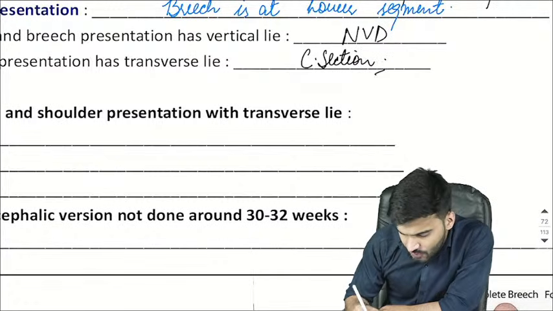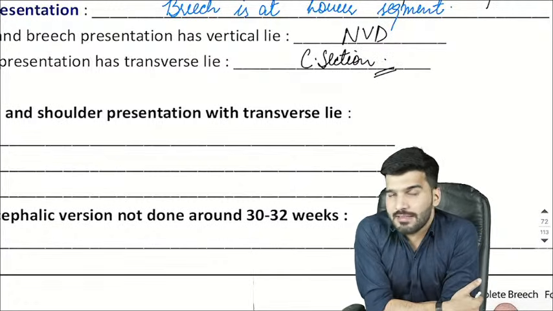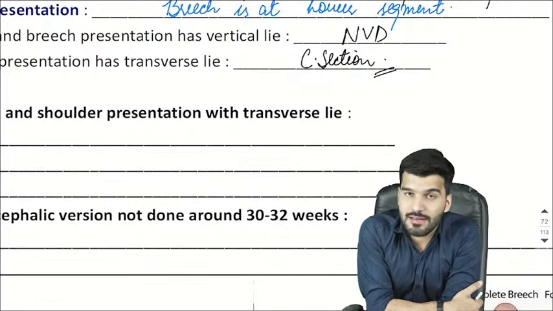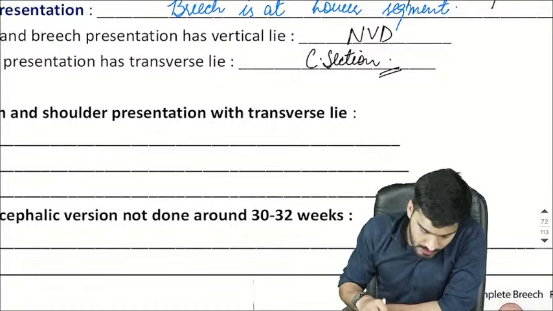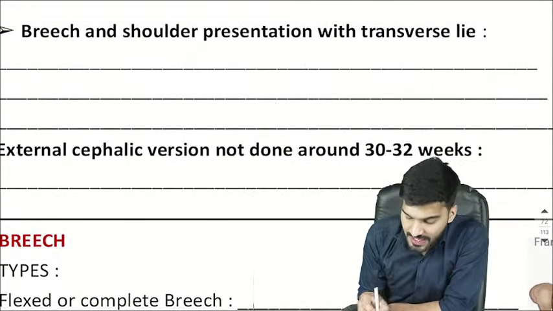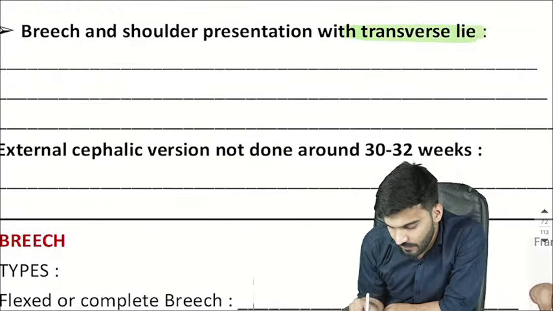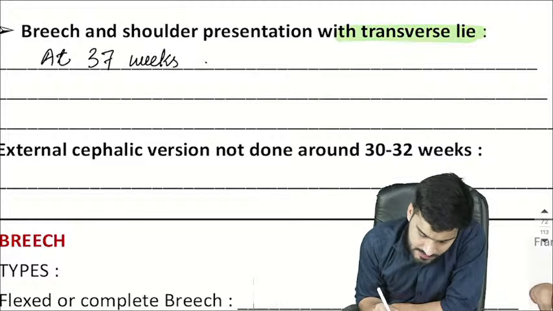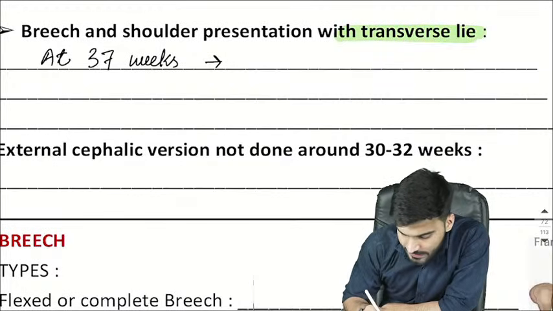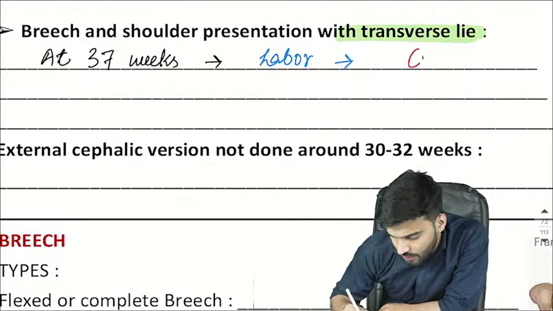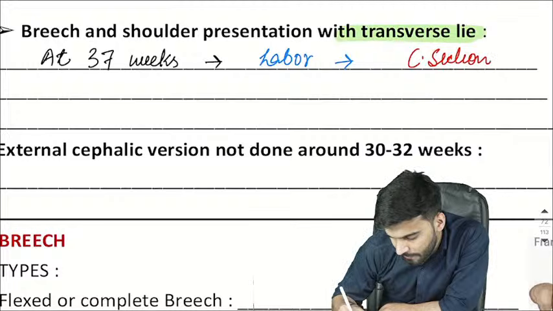But sir, whenever a transverse lie comes, we don't always go for a cesarean section. It depends upon the weeks, right? So we have three scenarios. Whenever the breech and shoulder presentation come with a transverse lie, remember, if the transverse lie comes at 37 weeks and the patient is in labor, your answer should be cesarean section.